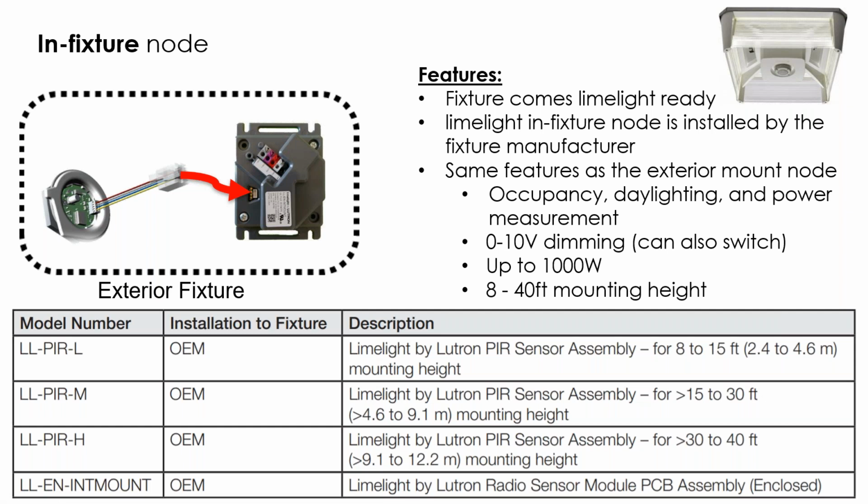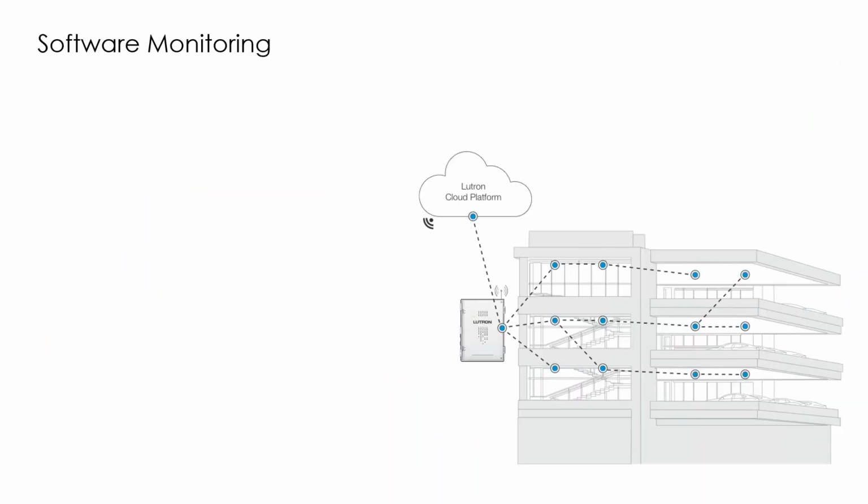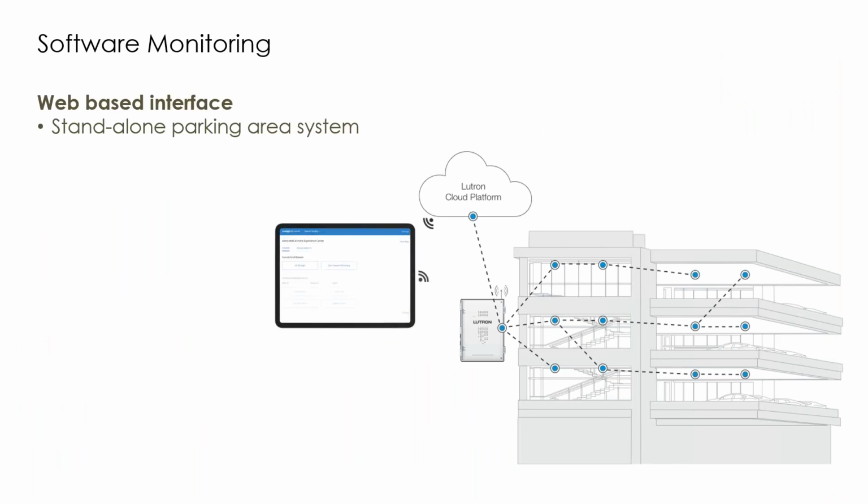So for those of you who attended our previous webinar, that's the conclusion of the review. We're going to get to the software monitoring and the web demo now. So the software monitoring that's available in the Limelight system is there's 2 varieties that you can choose. Number 1, a standalone parking area system just for a garage or a parking lot. In this case, my gateway communicates wirelessly to all the nodes. It also communicates to the Lutron cloud platform, which allows you to pull up the status of your Limelight system on an iPad, on any kind of a device that has an internet connection.